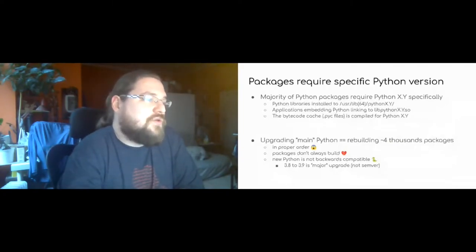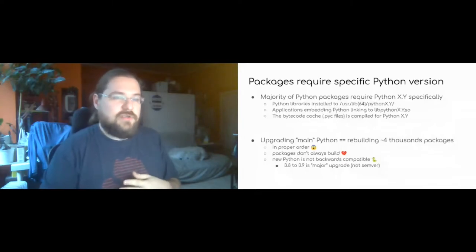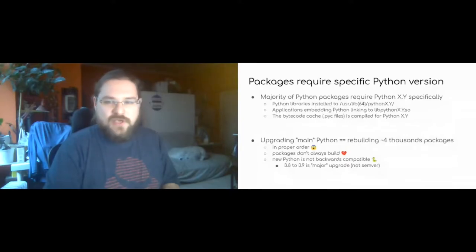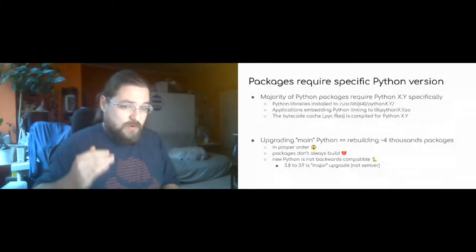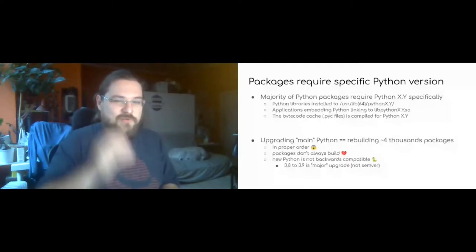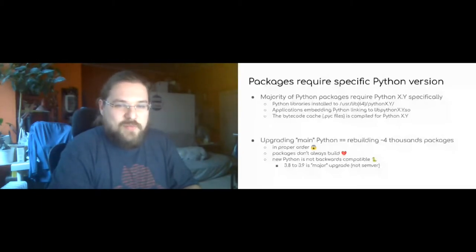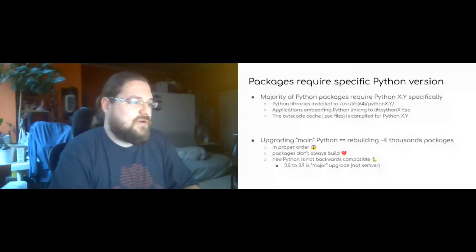So if you have an application that embeds Python, or if you have a cache file for this specific Python version, it's tied to the XY version, that will be 3.8 before and 3.9 now. And so this means that every time we upgrade Python, we need to rebuild around 4,000 packages in Fedora. And not only rebuild them, but we need to rebuild them in the proper order. Because in order to build A, you need B, and in order to build B, you need C and D, you know, that dependency hell. And so when we build this, we need to maintain some clever ordering.